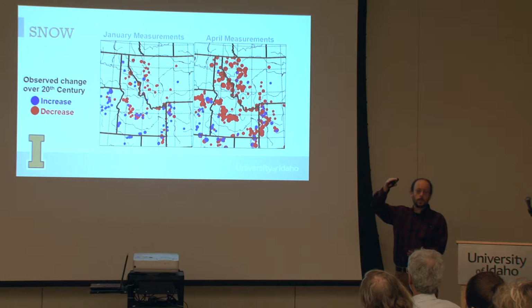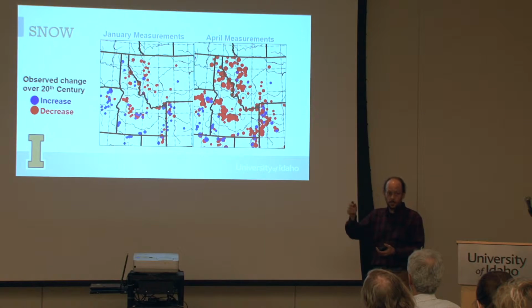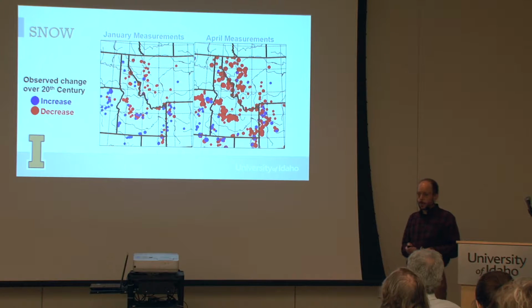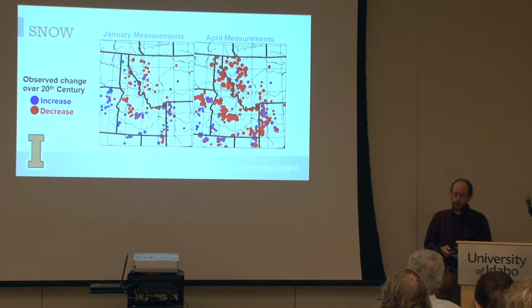So if you have, say, a meter of snow and you were to melt all of that, you might have 25 centimeters. So this is based on the water actually in the snowpack. So red dots here represent decreases. The larger the circle, the larger the decrease. And likewise, blue represents increases.